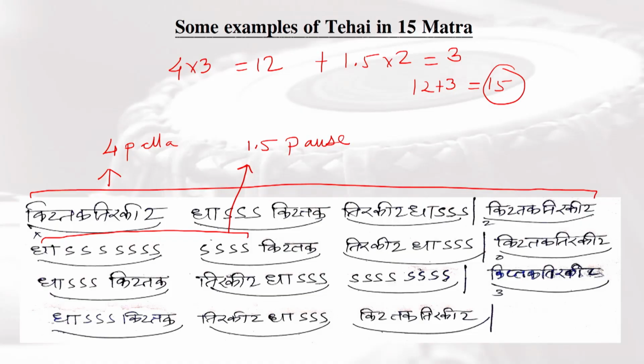Or instead of dha 1 2 you can say dha an. So how to say dha an? Just see. Tere kit tin na katta dhin dhin na dhin dhin kit tak tere kit dha kit tak tere kit dha an kit tak tere kit dha kit tak tere kit dha an kit tak tere kit dha kit tak tere kit dhin. So it was a simple Tehai in Pancham Savari Taal, that is 15 Matra.